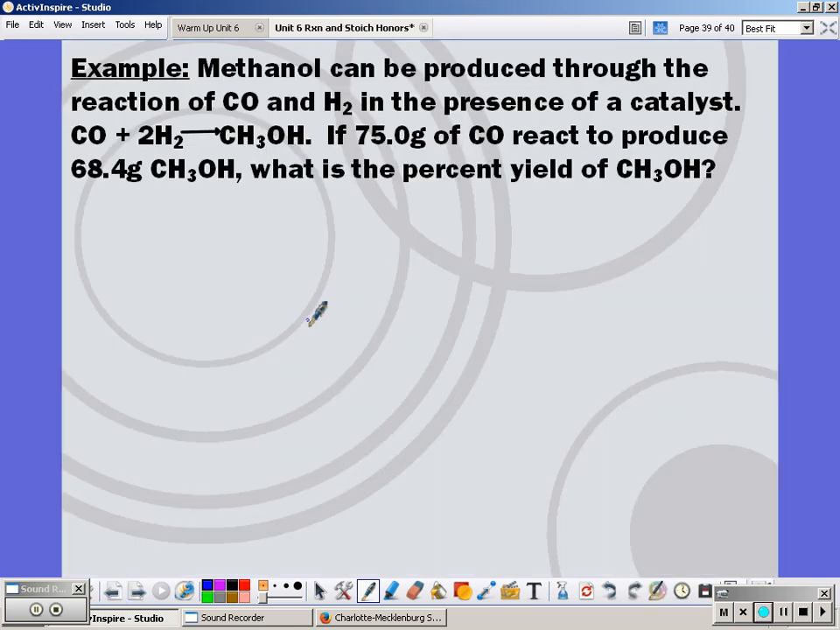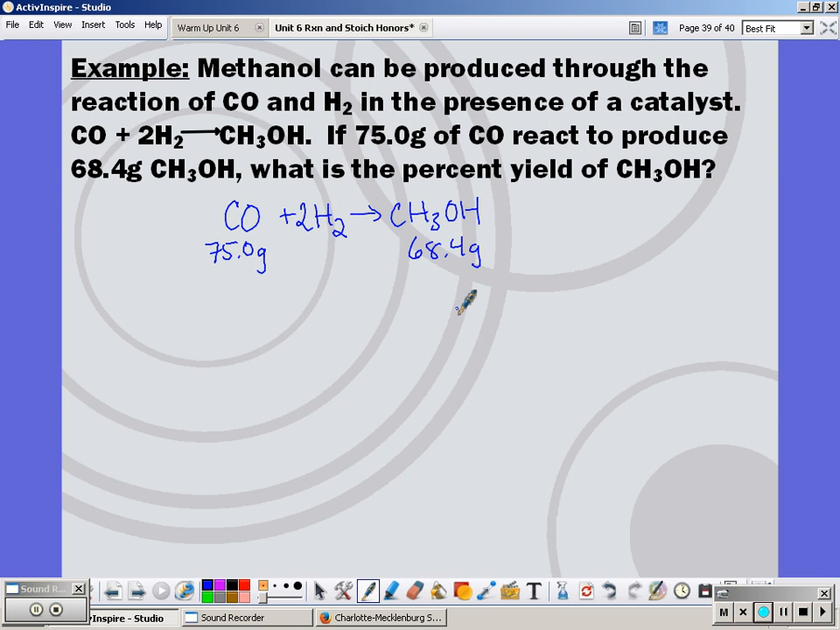So methanol can be produced through the reaction of CO and H2 in the presence of a catalyst. That part of the statement doesn't matter. They gave us the reaction. So if we have 75 grams of CO react and it produces 86.4 grams, what is the percent yield?